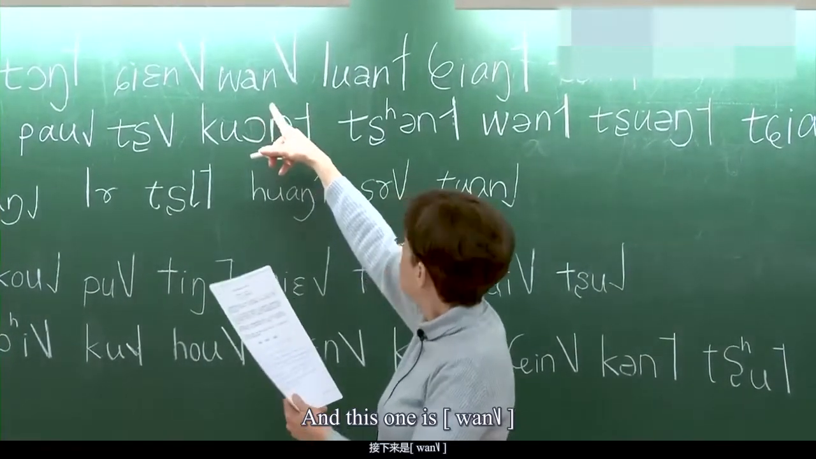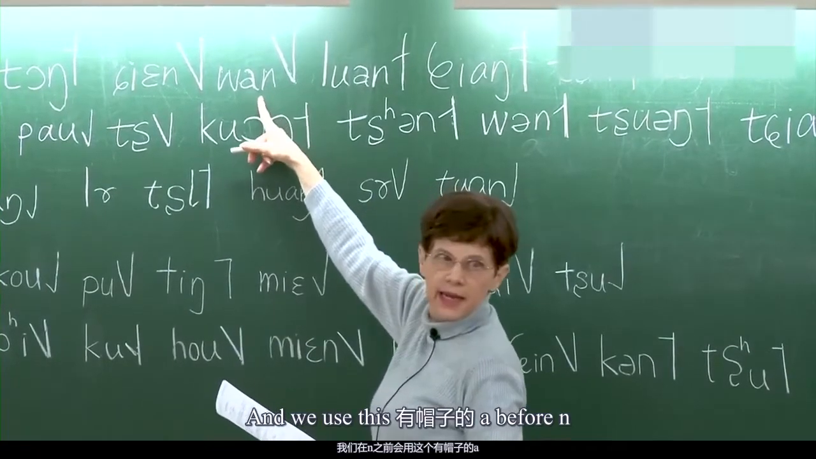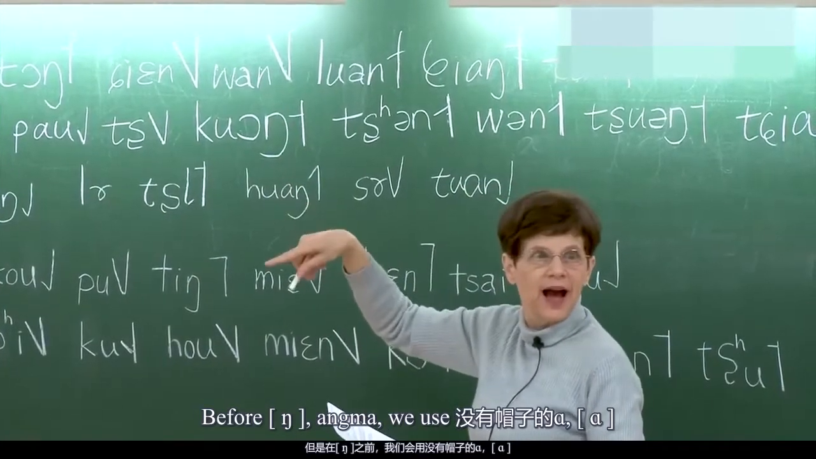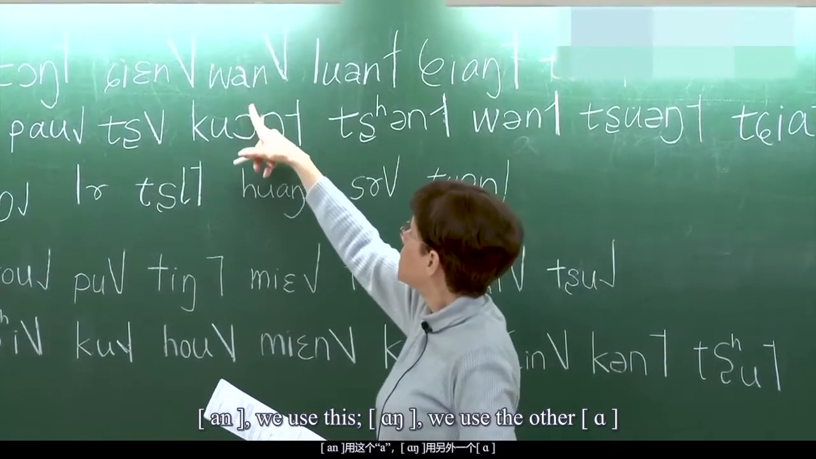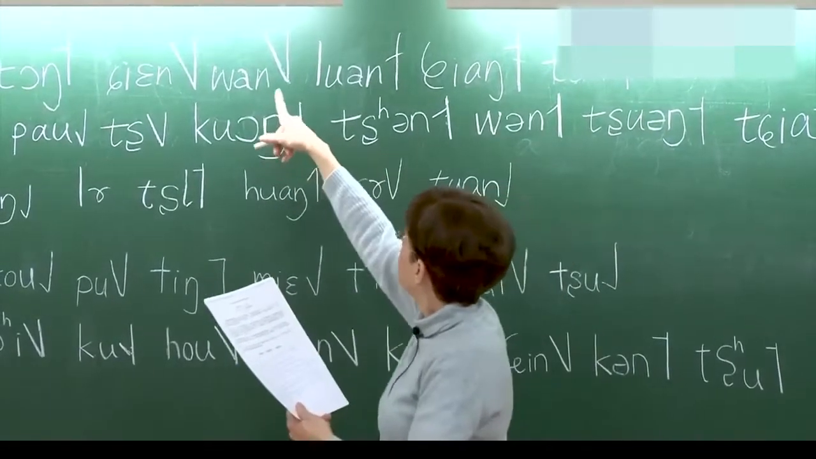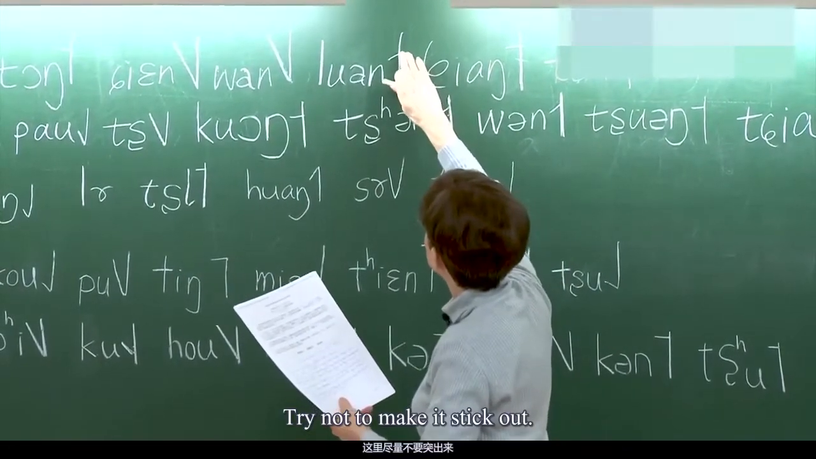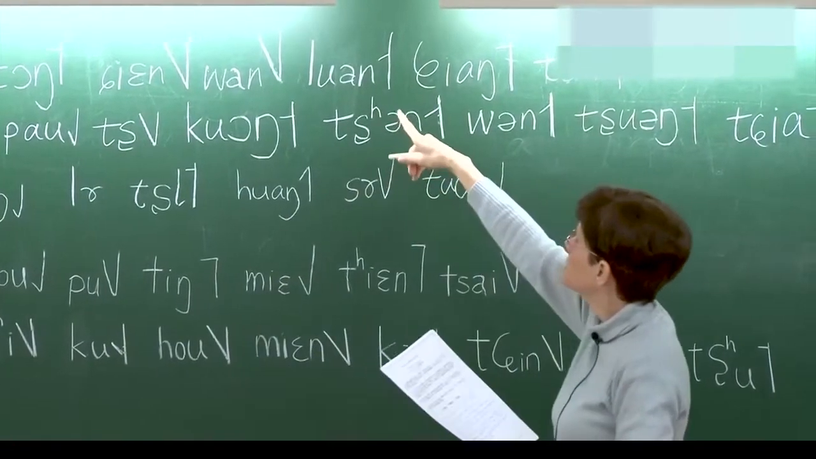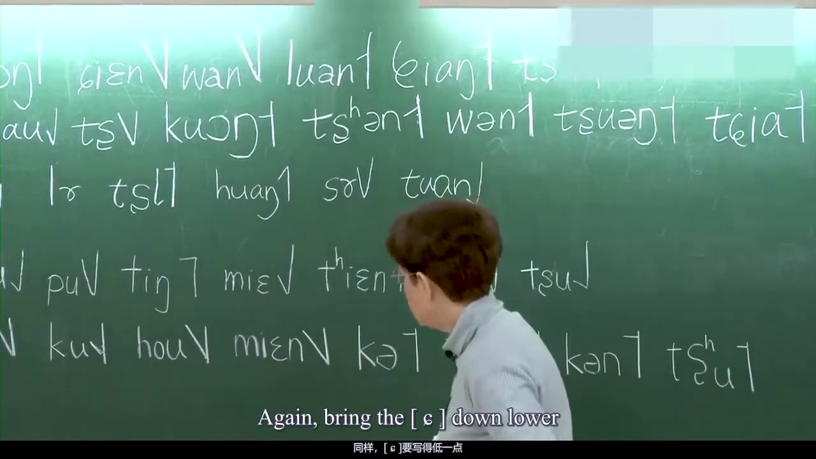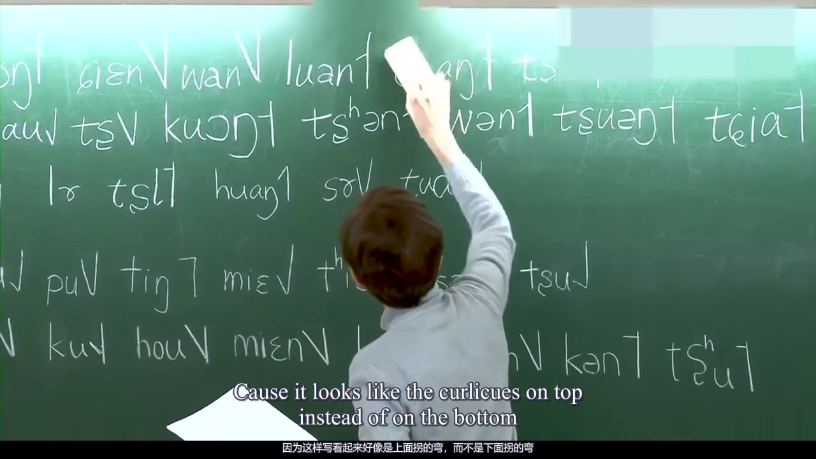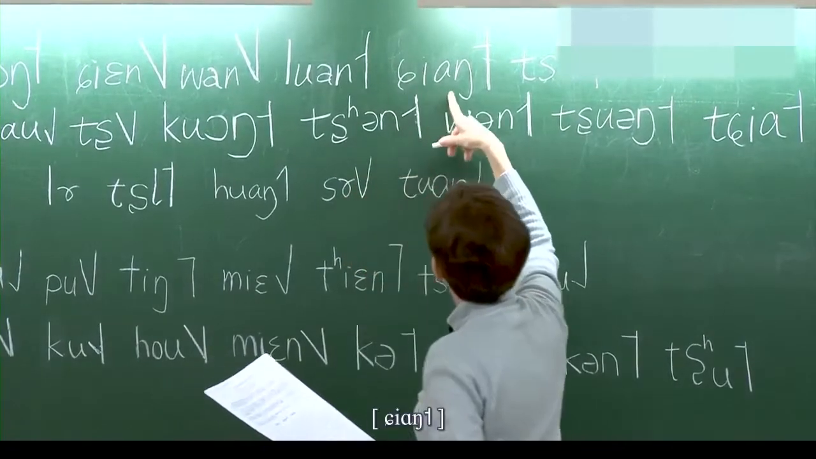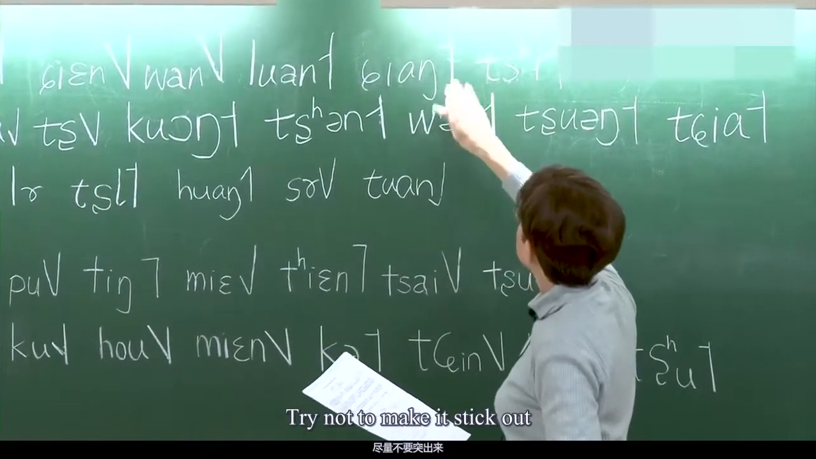And this one is one. And we use this a with the hat before n. Before ng, angma, we use the a without the hat, ah. An, we use this. Ang, we use the other ah. So you're going to run into this question probably in other places. One, luan. Try not to make it stick out. I do stuff like this, but you have to fix it up afterwards. And I don't use the short oo, I just use this. This is fine. Xiang, again, bring the xi down lower because it looks like the curly Q is on top instead of on the bottom. Xiang, good. Try not to make it stick out.